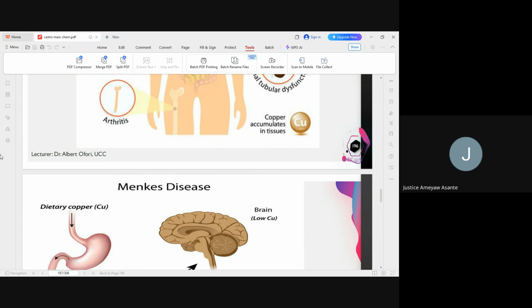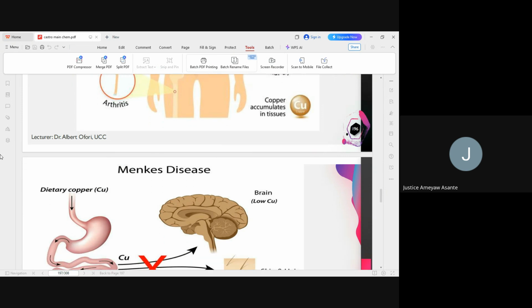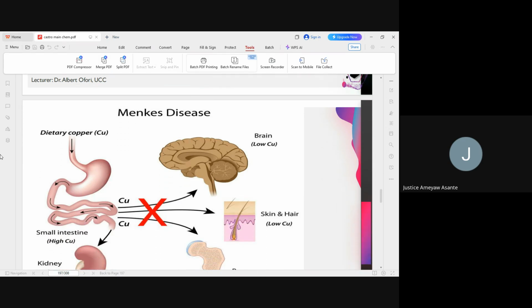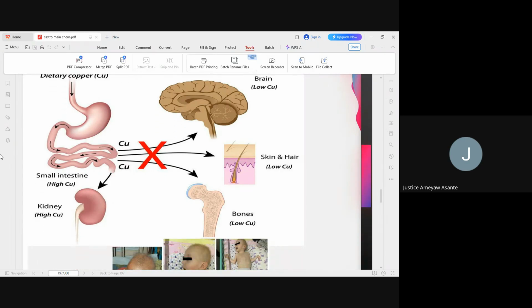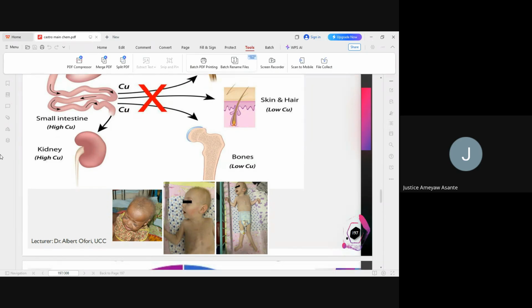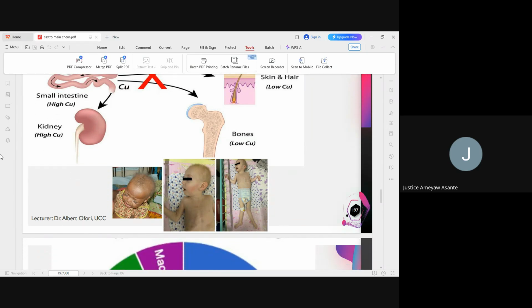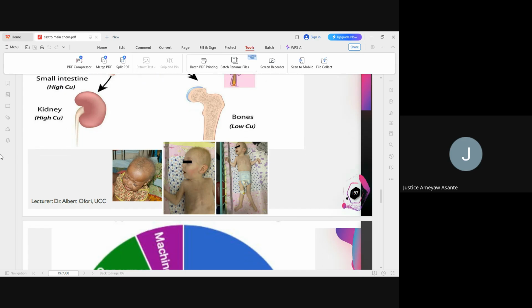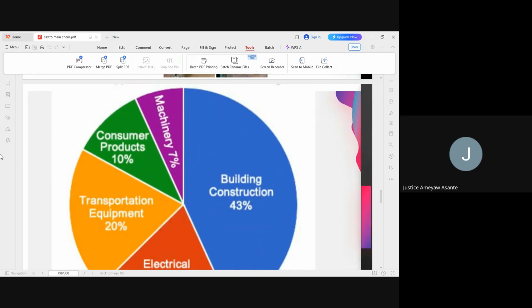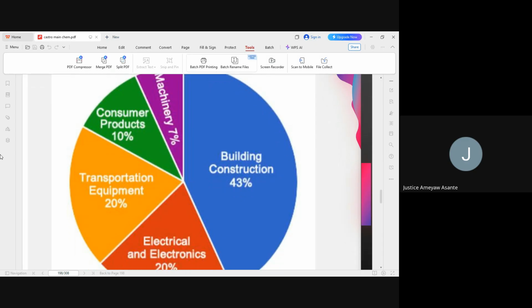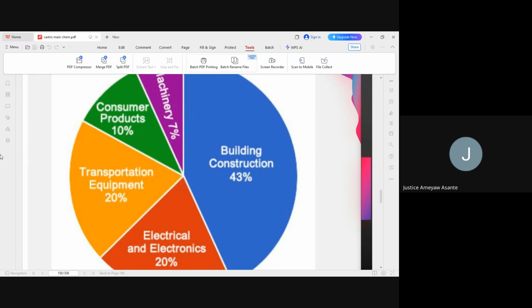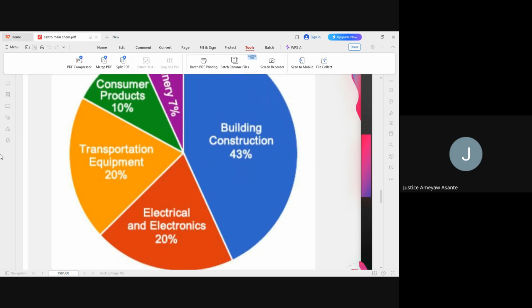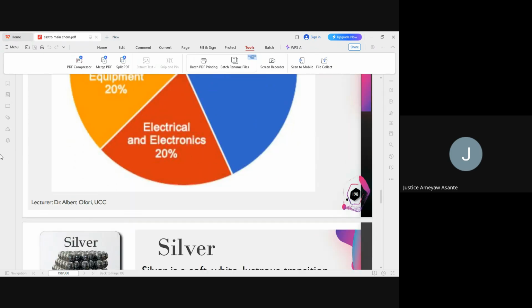So this is Menkes disease, dietary... brain, small intestines, kidney, skin, and hair color. So how are they used? For construction was 43%, machine 7%, consumer product 10%, transportation equipment 20%, and electrical and electronics 20%.